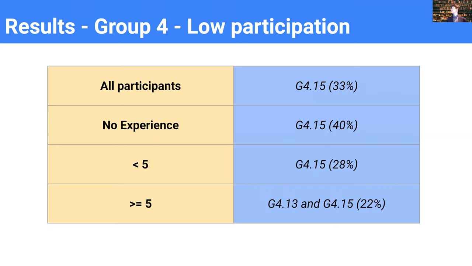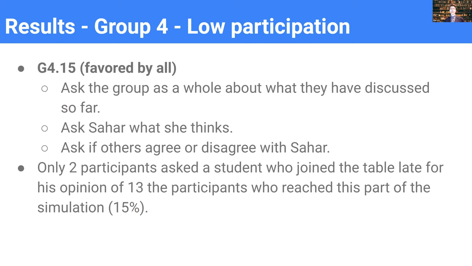Path 15 was the most common for group four. And it's to ask the group what they discussed as a whole, ask one student what she thinks, and then ask others if they agree or disagree. In the scenario, there's a moment where the student who's missing comes back from the bathroom, and only two participants of 13 even engage with that student at all, which I think is really interesting.